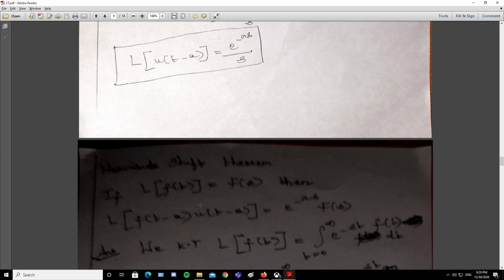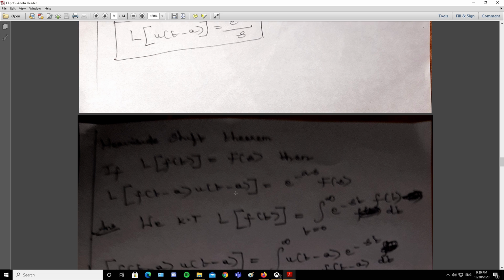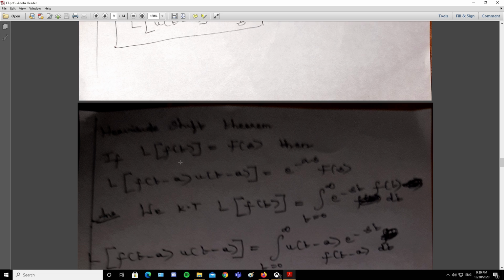Next, the second property is for finding the Laplace of a product with the step function. I told you the product rule is not there in the Laplace transform. So whenever you have a function multiplied with the step function, you have to make use of the Heaviside shift theorem. So what is the statement? If L of f of t equals F of s, it means that the Laplace transform of f of t exists. Then Laplace of the product f of t minus a u of t minus a is e power minus as F of s.